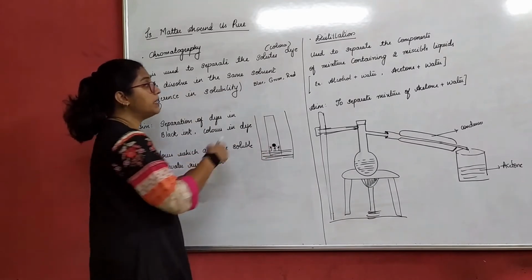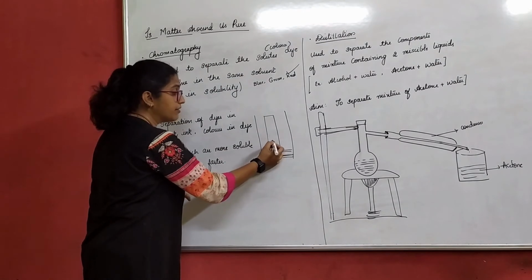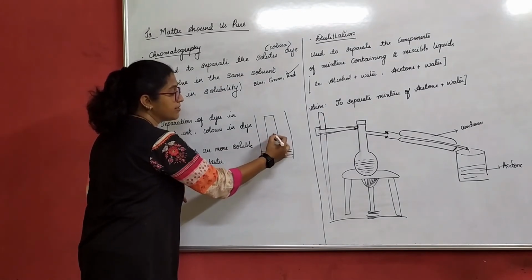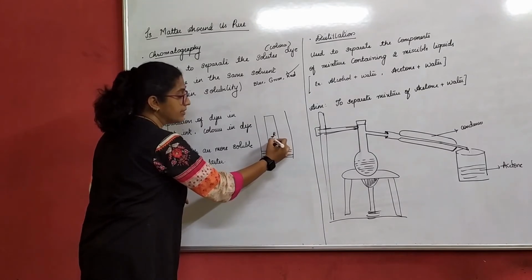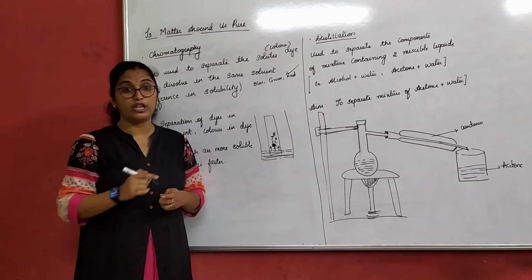So here, for example, red has more solubility. What will happen? Red color rises here. Then green. This is red, this is green and this is black. You can see that color layer actually.